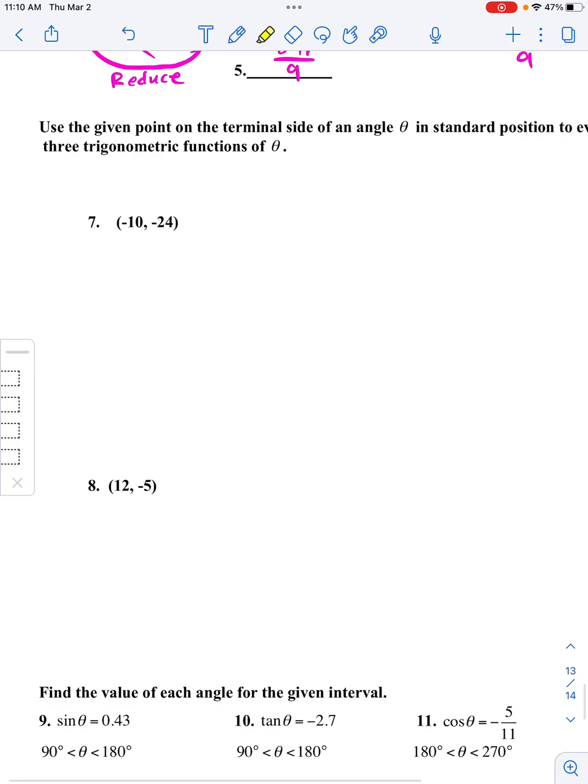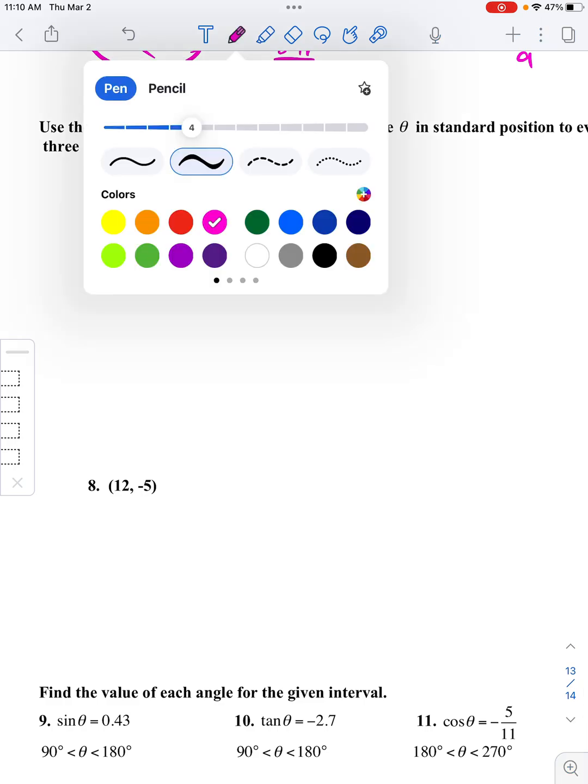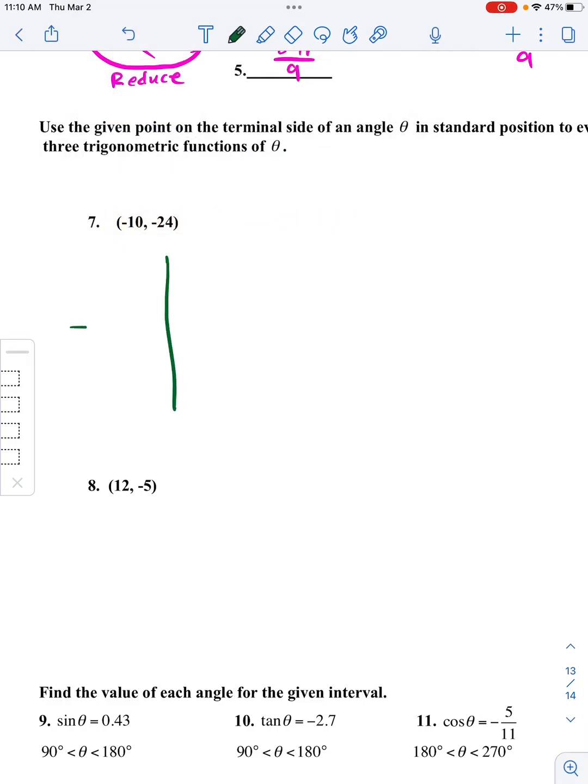Okay, these are the ones where you draw yourself a triangle based on what they tell you. So this point is negative 10, negative 24. I don't really care how accurate it is, but I know that's negative x, that's negative y, and then you always connect back to the origin. Your angle's always there, your 90's always there. Okay, so I know 2 out of the 3 sides. I know from here, this is opposite, adjacent, because remember opposite is always the y, adjacent's always the x, and then this is my hypotenuse.